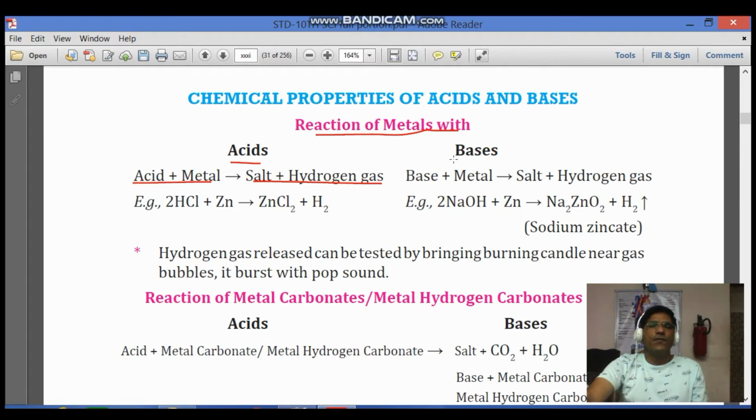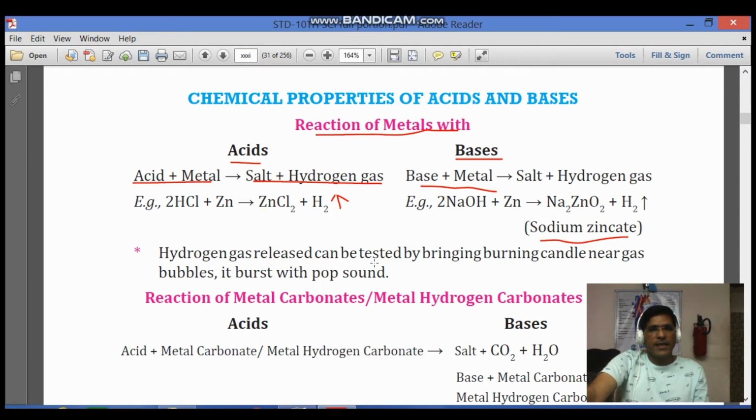Now when a base reacts with a metal, it also gives salt plus hydrogen gas. When hydrochloric acid reacts with zinc, it gives zinc chloride plus H2 gas. So here gas is liberated, and we have to make a rule like that. One more example: sodium hydroxide is also a base. When a base reacts with Zn, it gives sodium zincate, which is one type of salt. The chemical formula of sodium zincate may be asked. Hydrogen gas is liberated.